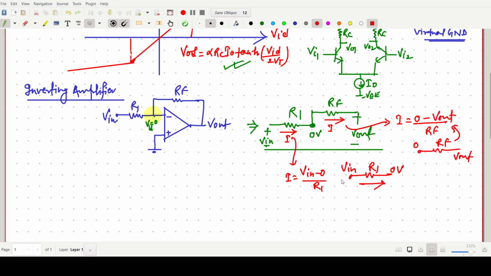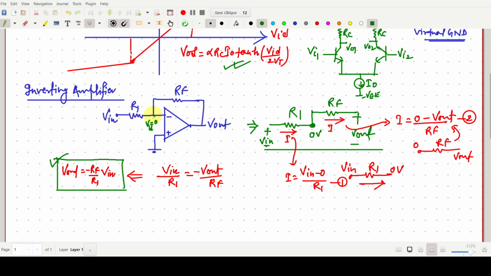So now both these equations will be the same, so 1 and 2 will be same. So one can write V in by R1 equals minus V output by RF, or simply I am writing here, V output equals minus RF by R1 into V in. So this one is the expression for the inverting amplifier.